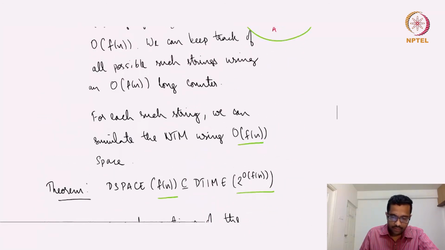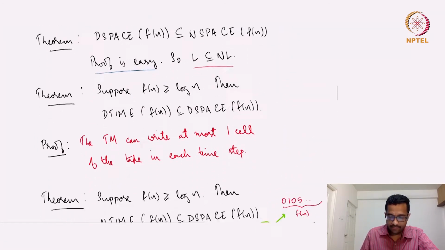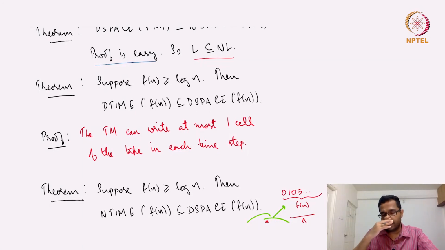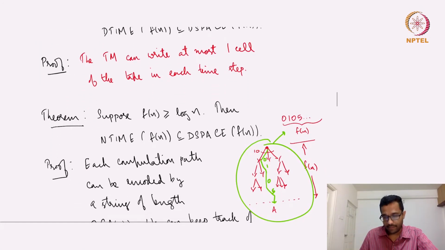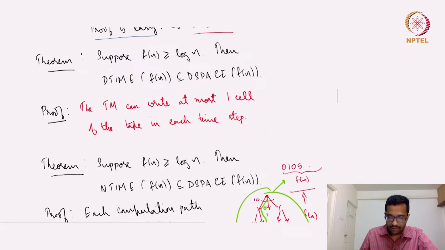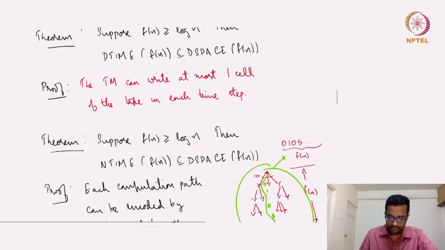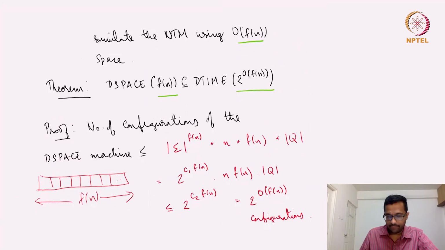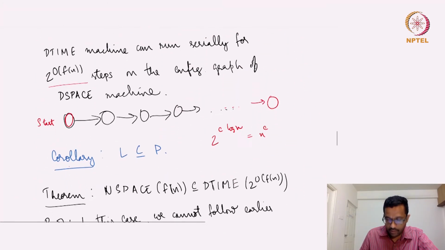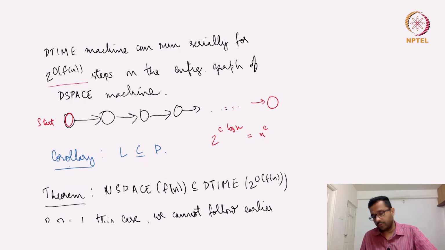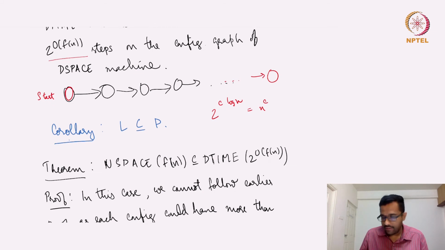So we saw DSPACE and NSPACE. DTIME, how is it contained in DSPACE? DTIME, how is it contained in NSPACE? Then we saw DSPACE, how it is contained in DTIME. Now we will see NSPACE, how is it contained in DTIME. So NSPACE is potentially bigger than DSPACE, right? Because we already saw DSPACE is contained in NSPACE. Turns out even NSPACE of f(n) is contained in DTIME of 2 power order f(n), right?